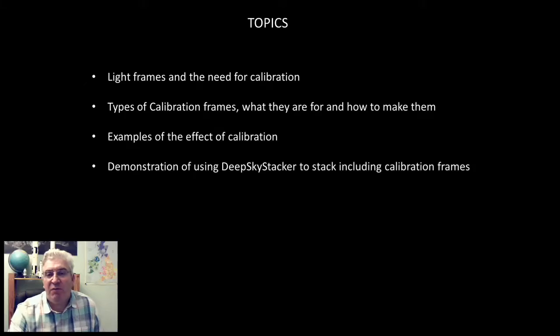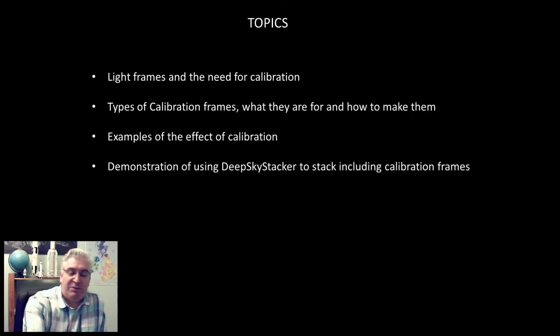The topics I'm going to cover in this tutorial are, I'm going to start off with light frames and why we need to apply calibration to improve our pictures. I'm going to explain the different types of calibration frames, explain what each one is used for and how to create them. And then I'm going to show along the way some examples of the effect of calibration. And then at the end, I'm going to give a demonstration of using Deep Sky Stacker, which is a very popular free stacking program, to stack your images, including the calibration frame, so that you can take advantage of calibration.